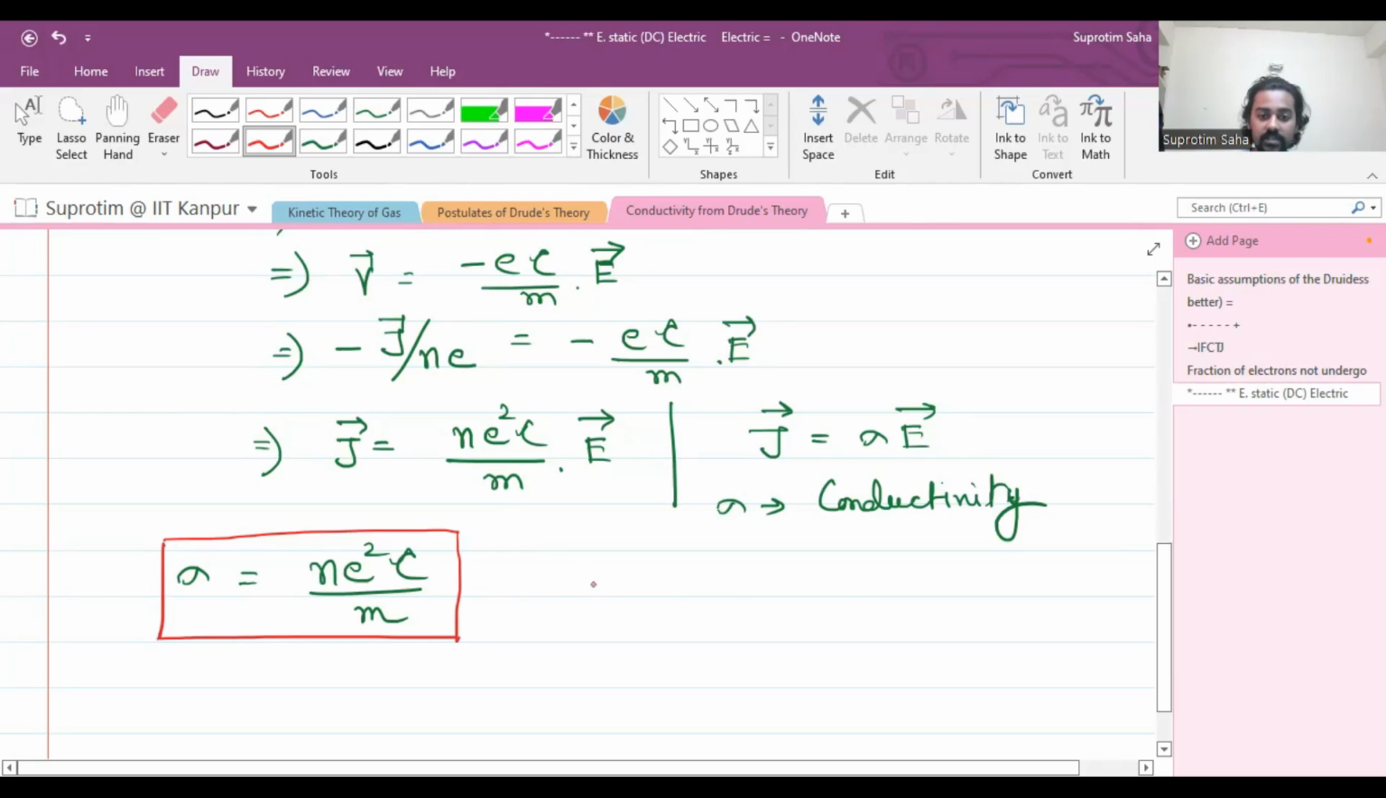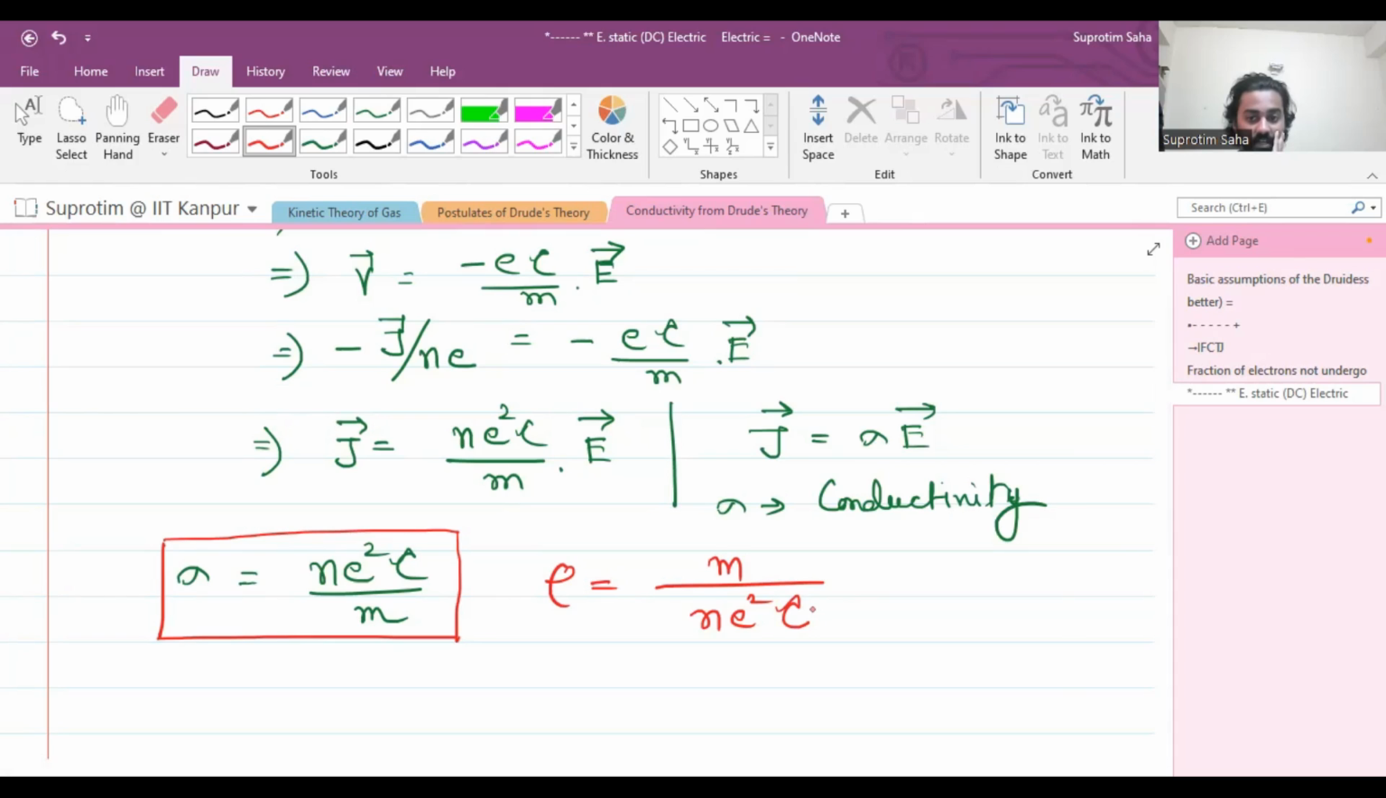That is the conductivity; the resistivity is m by n e squared tau. Notice that this conductivity or the resistivity is dependent on the time scale tau, which is the average time between two successive collisions. So from the equation of motion of Drude, deriving from Drude's assumption, Drude's model, we have now an estimate of the sigma, which is n e squared tau over m.